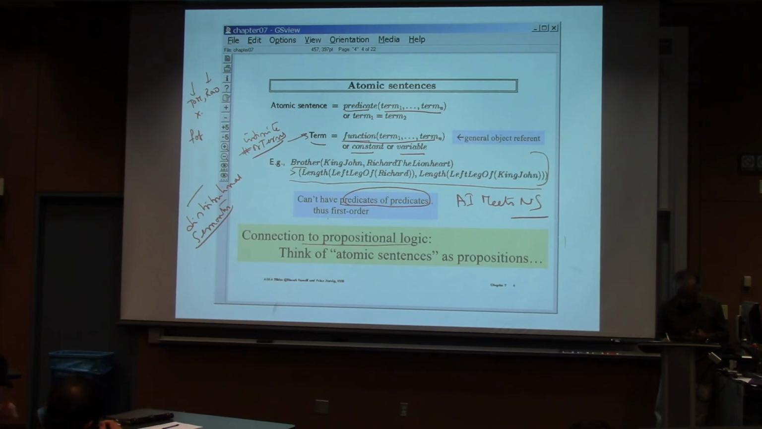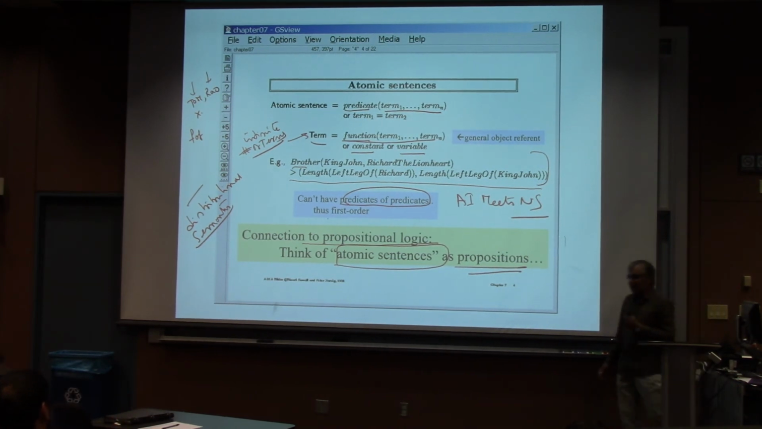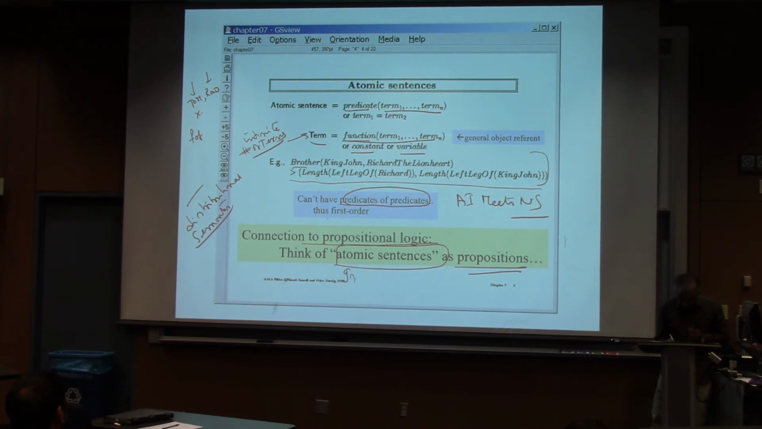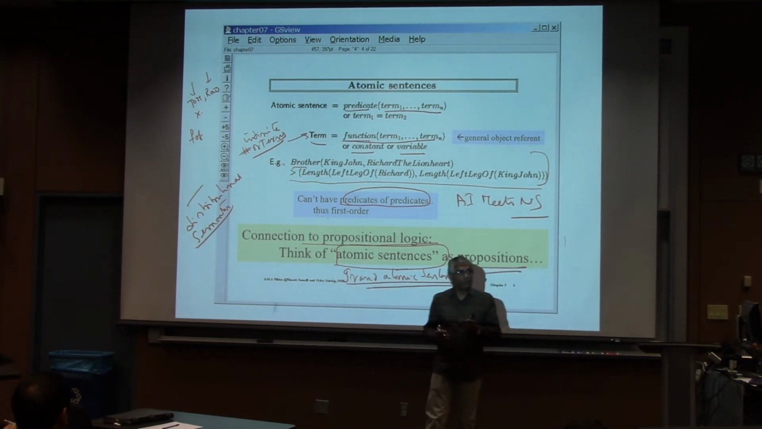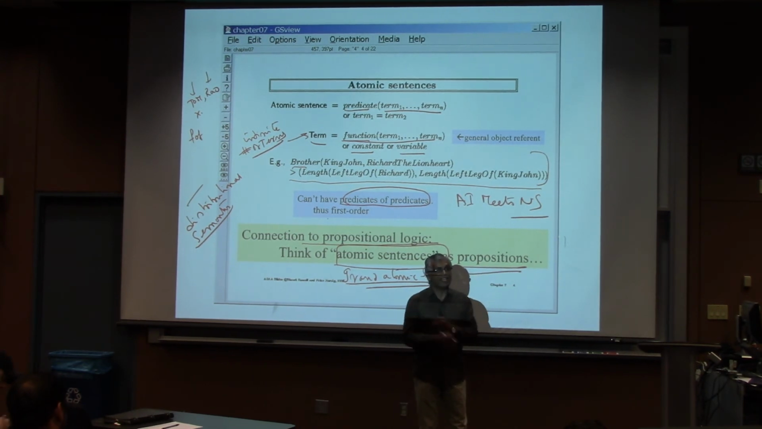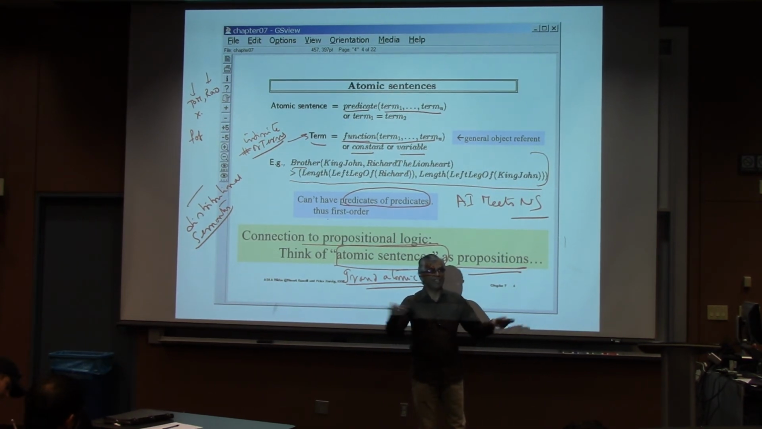Now, connection to propositional logic. Think of atomic sentences as propositions. That's it. In any language, actually what you should say is ground atomic sentences. This is very important. A ground atomic sentence is a sentence where the terms don't contain any variables. You see what I'm saying? Because if I put a variable, I don't quite know what it is actually ranging over in that atomic sentence.